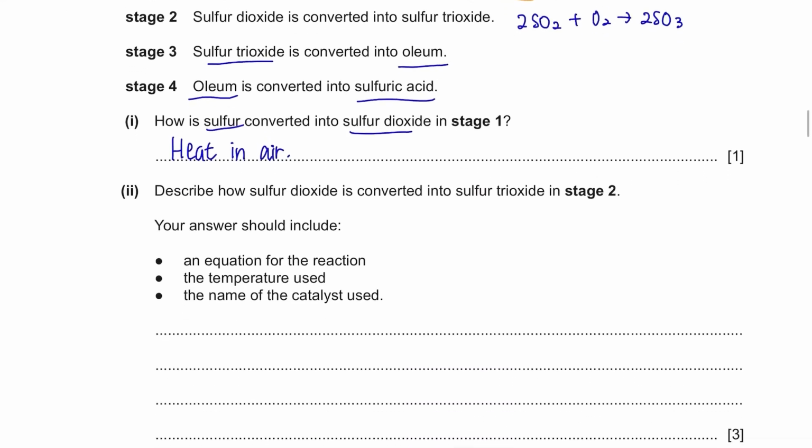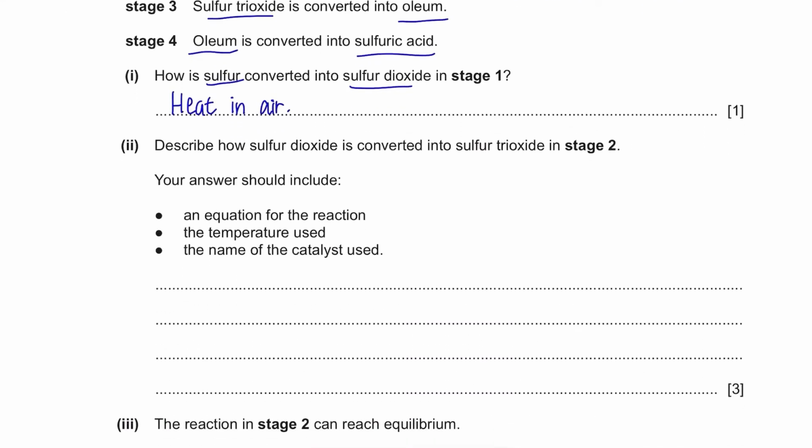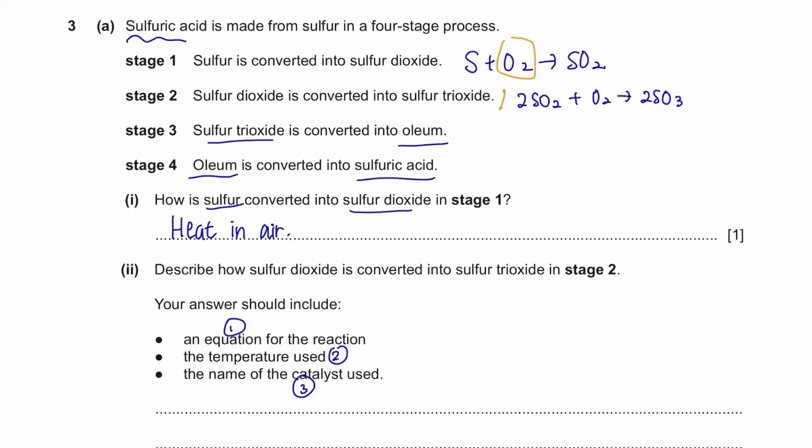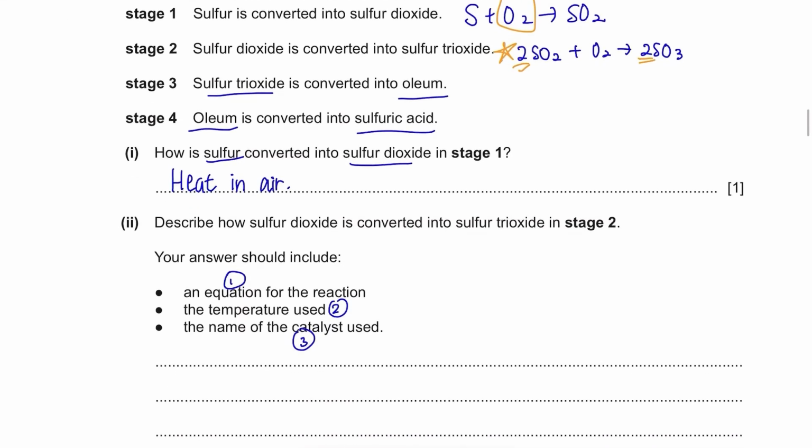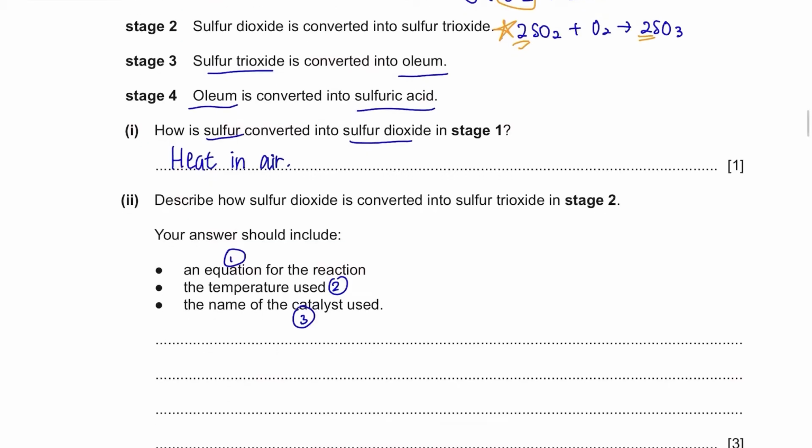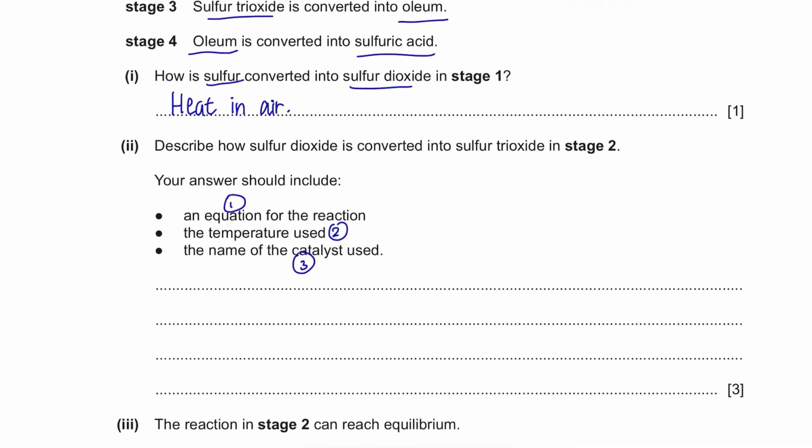Describe how sulfur dioxide is converted into sulfur trioxide in Stage 2. Your answer should include an equation for the reaction, the temperature used, and the name of the catalyst. It's easy, you just have to name 3 things. I've already written the equation here: 2SO2 + O2 ⇌ 2SO3. Of course, it needs to be balanced. Then the temperature for making sulfur trioxide is 450 degrees. And the name of the catalyst is vanadium(V) oxide.